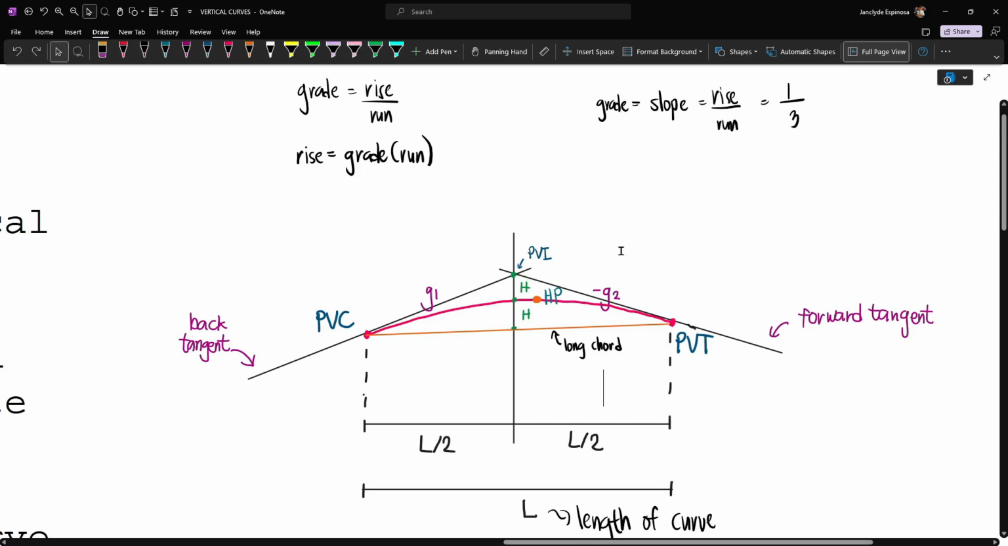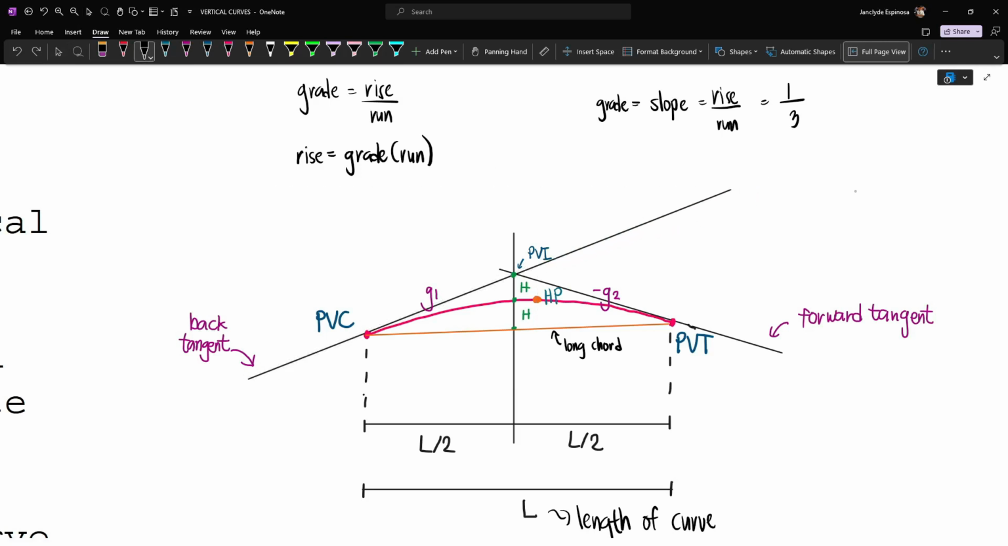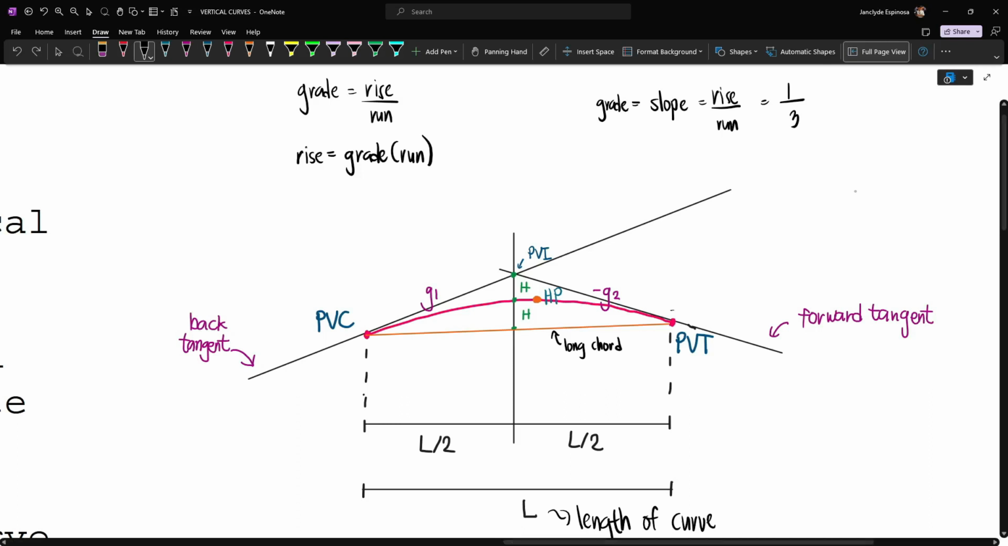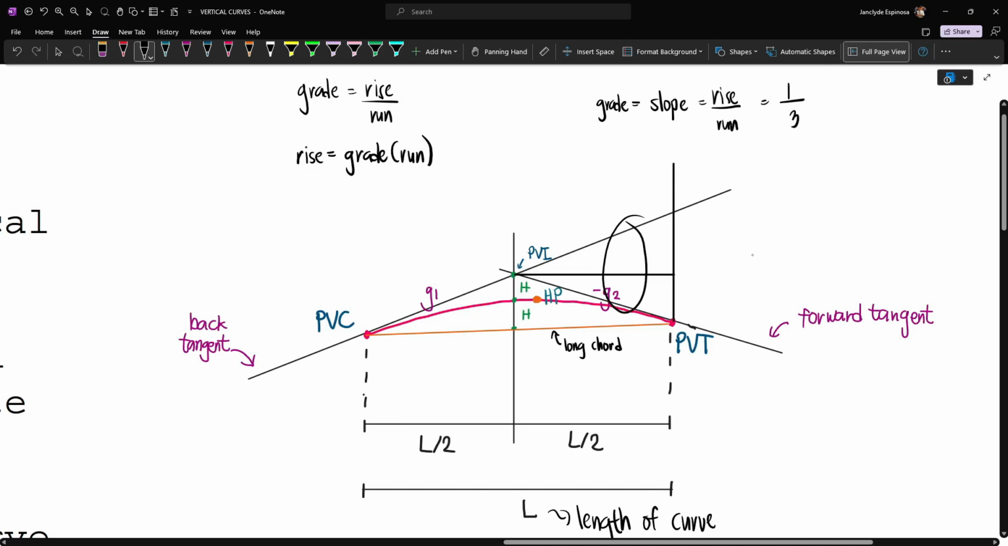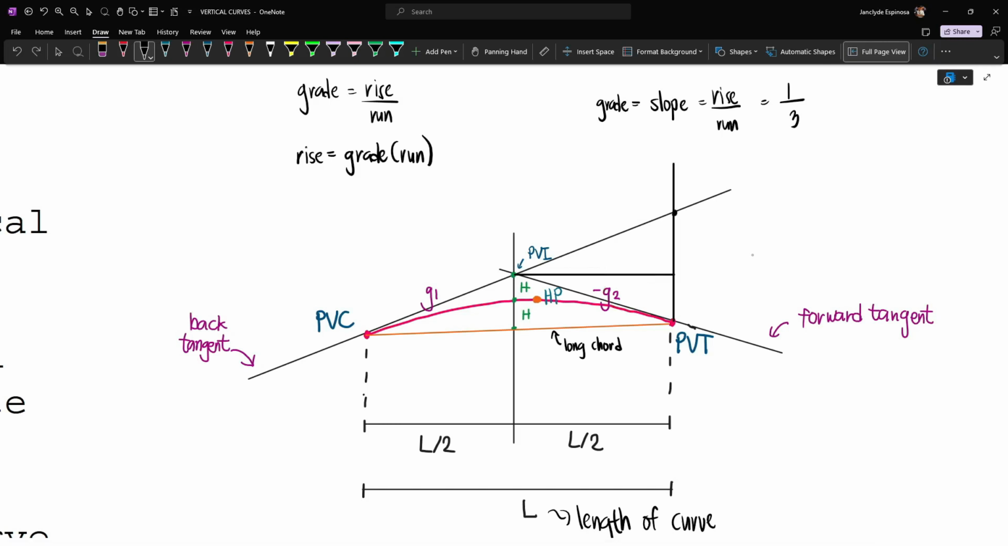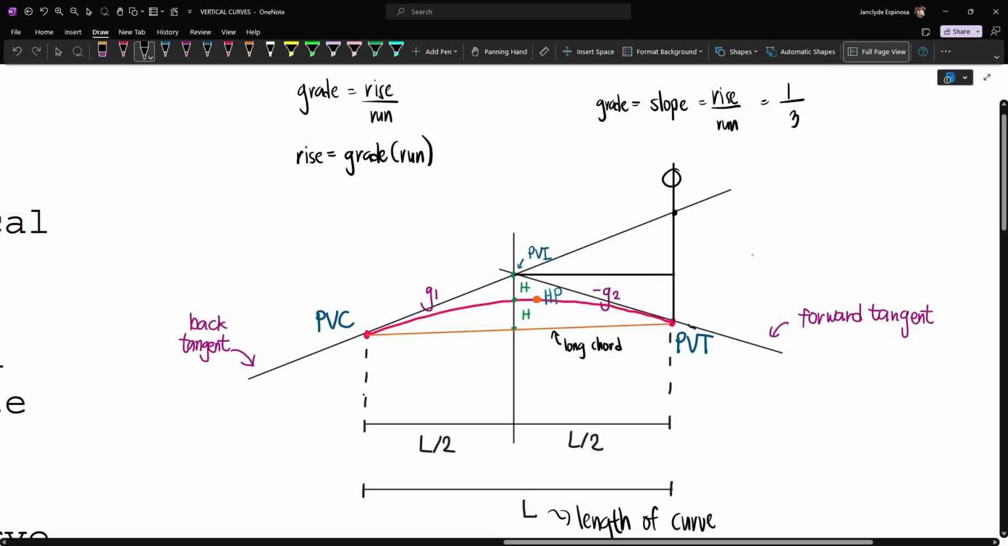Now what we can do first is extend the back tangent indefinitely, so let's say up to here. And what we're going to do next is, from the PVT, draw a vertical line. So this is our vertical line, and then from PVI, let's draw a horizontal line up to this point such that they will intersect. We can now use this triangle in order to derive an equation for h. Now let's say this is the point of intersection of this line and this line, which is the back tangent.